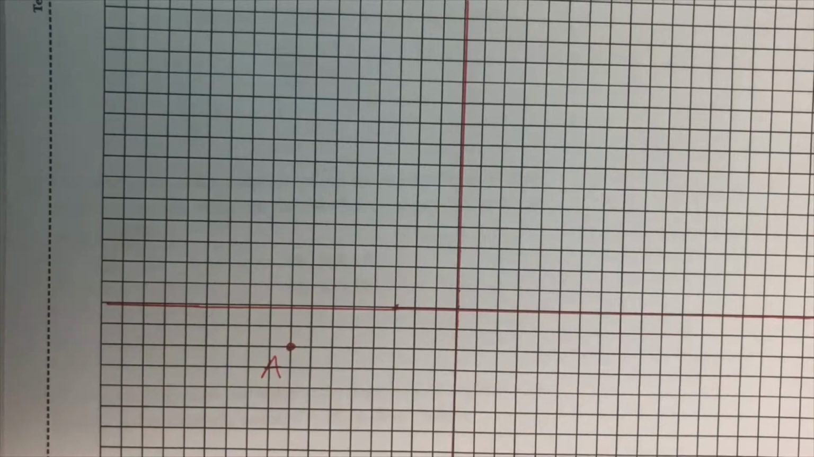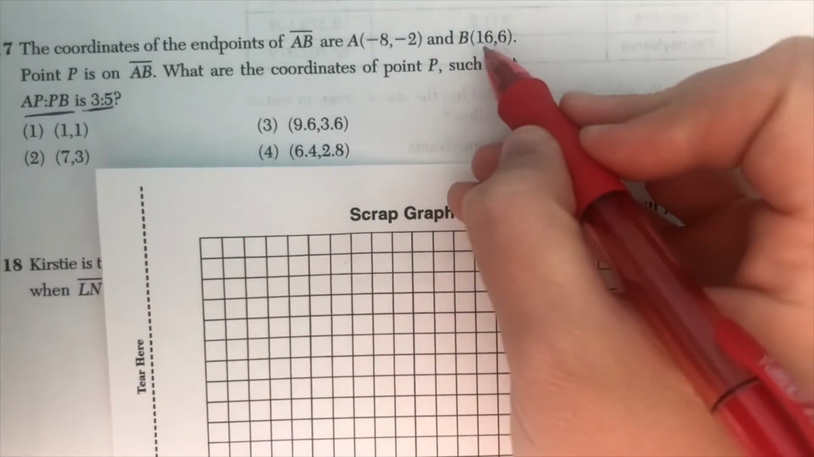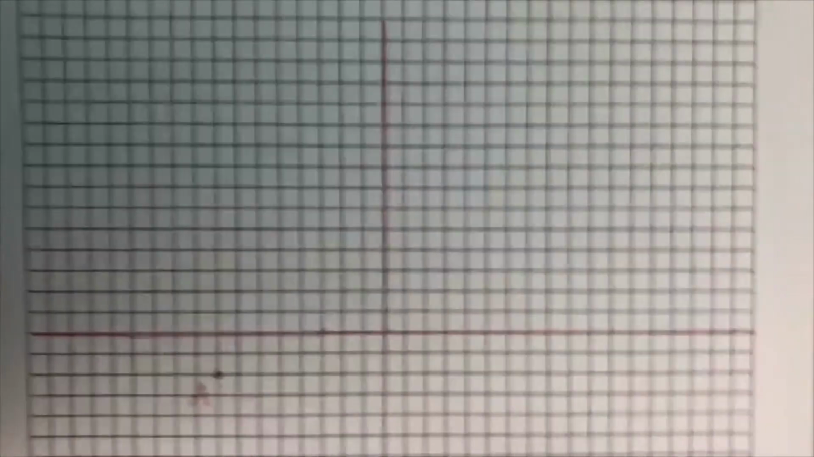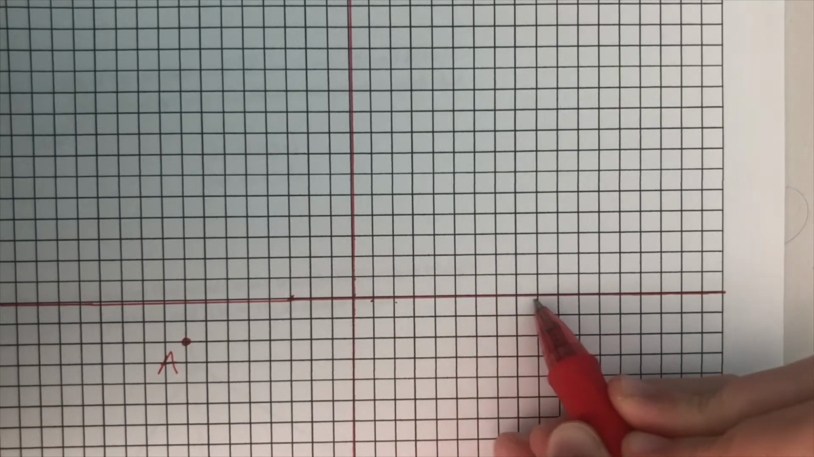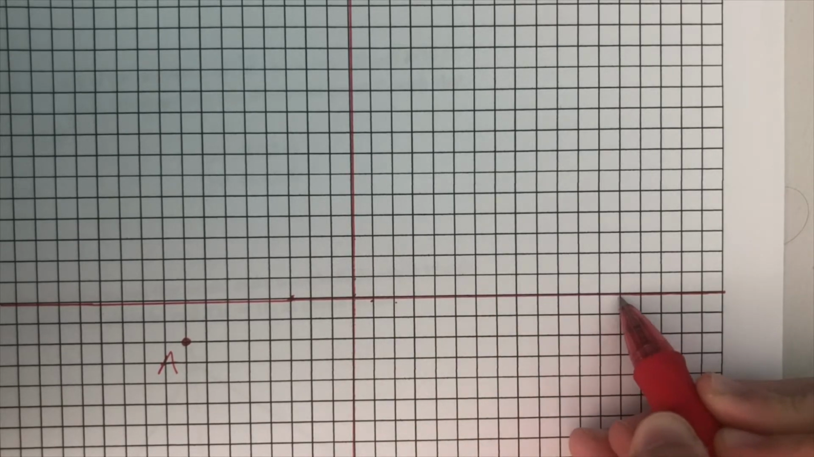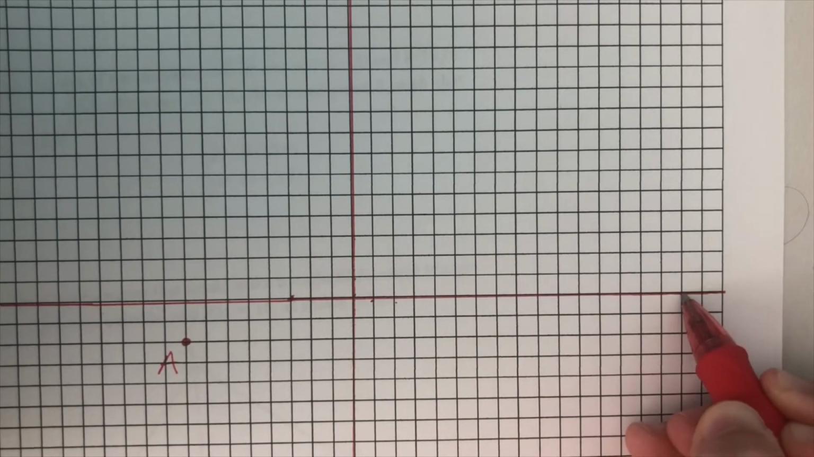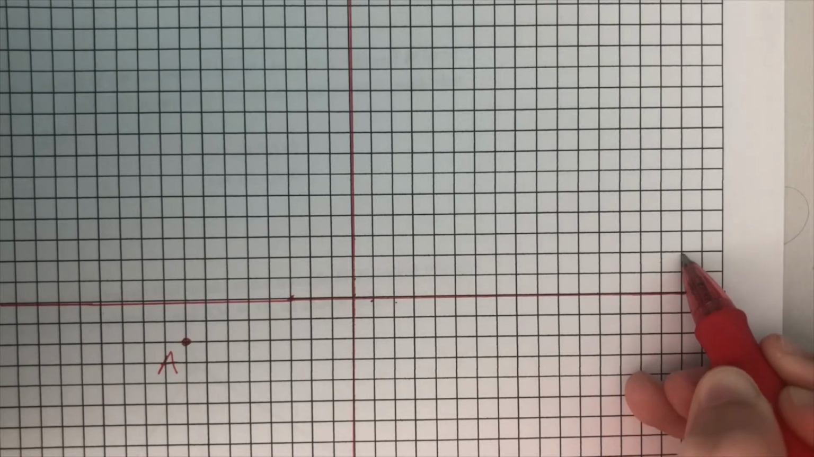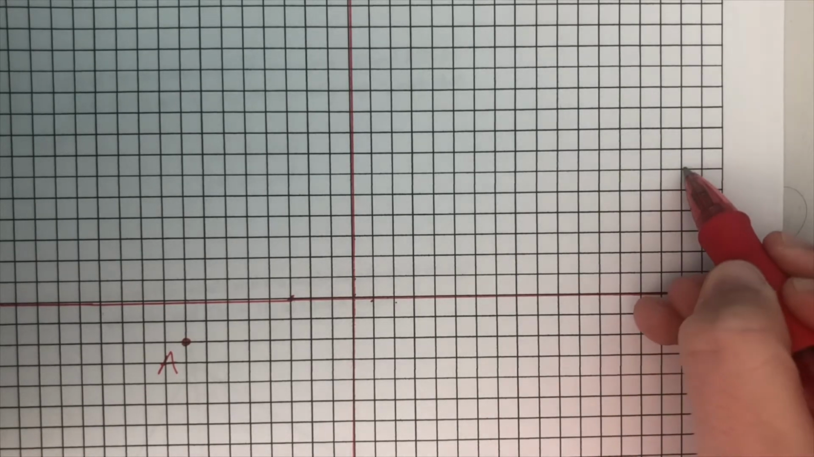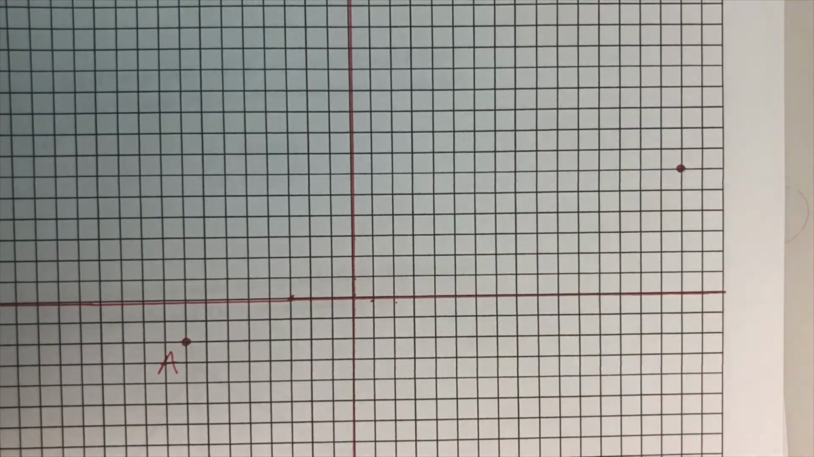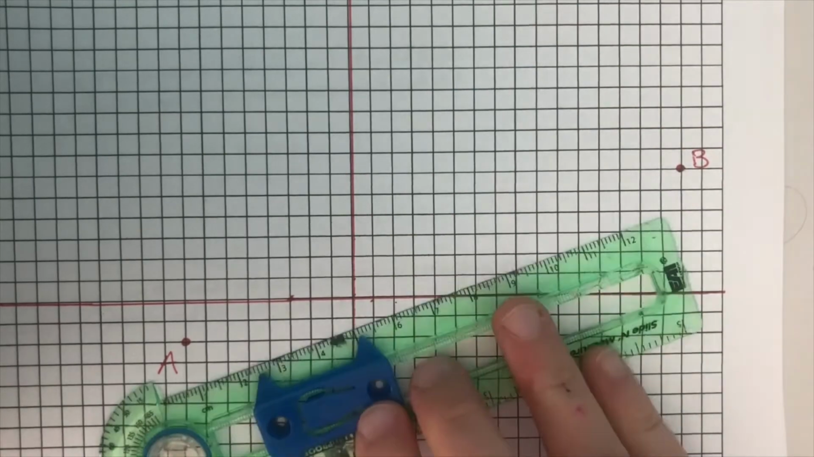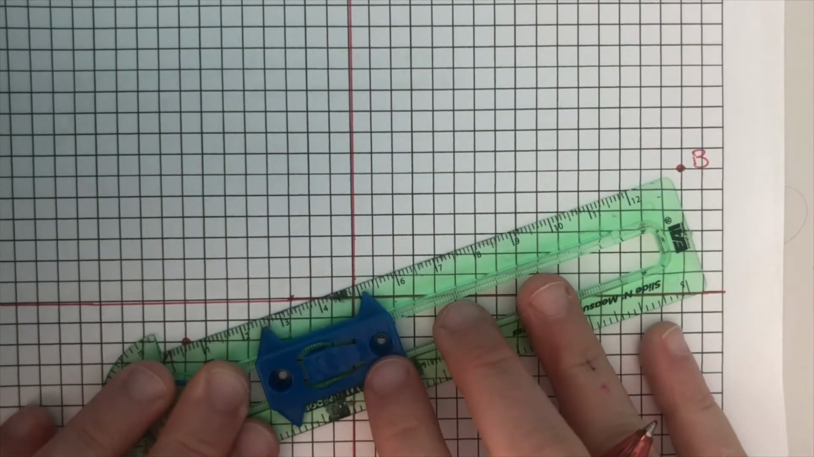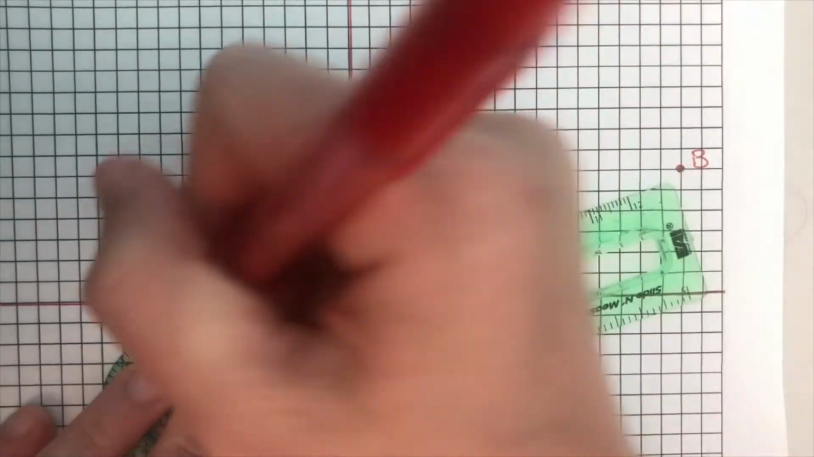So that's my A. And then point B is 16, 6. 1, 2, 3, 4, 5, 6, 7, 8, 9, 10, 11, 12, 13, 14, 15, 16, and up 6. 1, 2, 3, 4, 5, 6. Okay, and that's point B. So I'm going to connect those 2 points together.